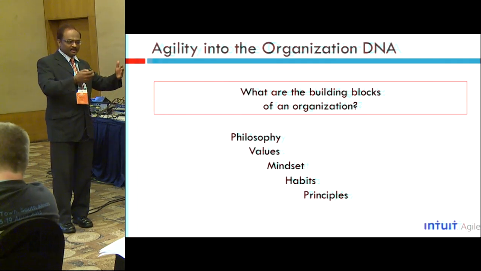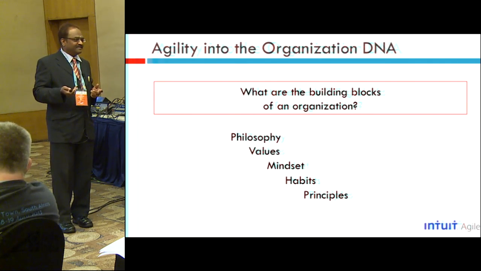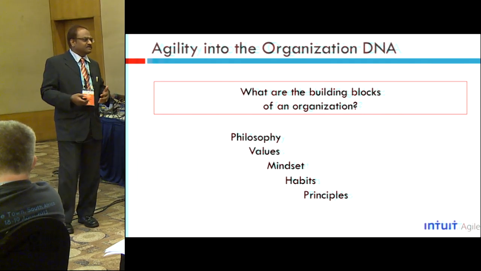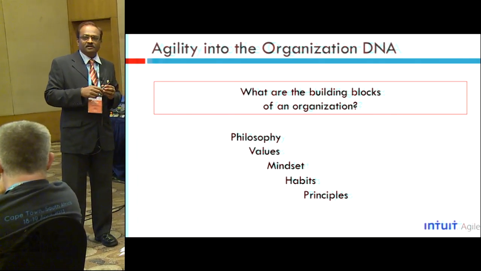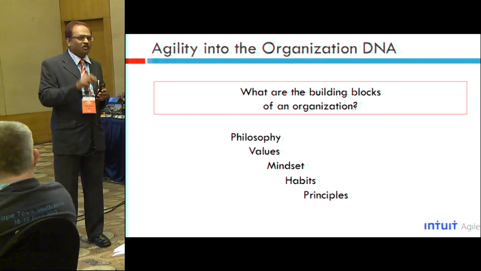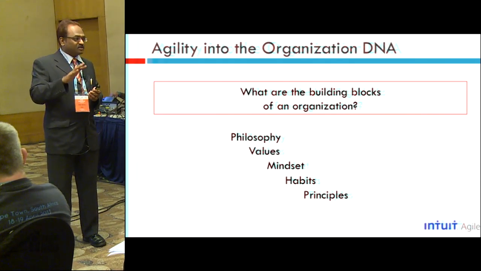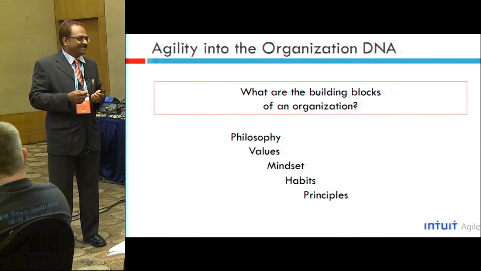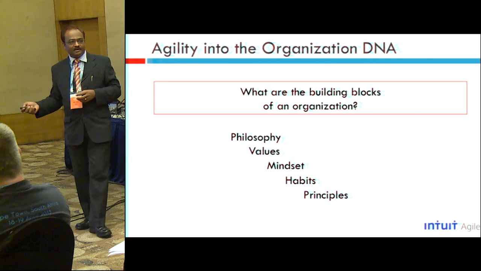Actually, values are typically written down. But what is the value of having values if people don't follow them? So it is being demonstrated through the mindsets and habits. And then the principles. Say you're committed to deliver something and your team realizes that they're not going to make it. How are you going to handle the situation? Some people may actually do extended hours to complete that. Some people will just call up and say, we're not going to make it. Right? So everything comes from here. Values, mindset, habits, and so on and so forth.